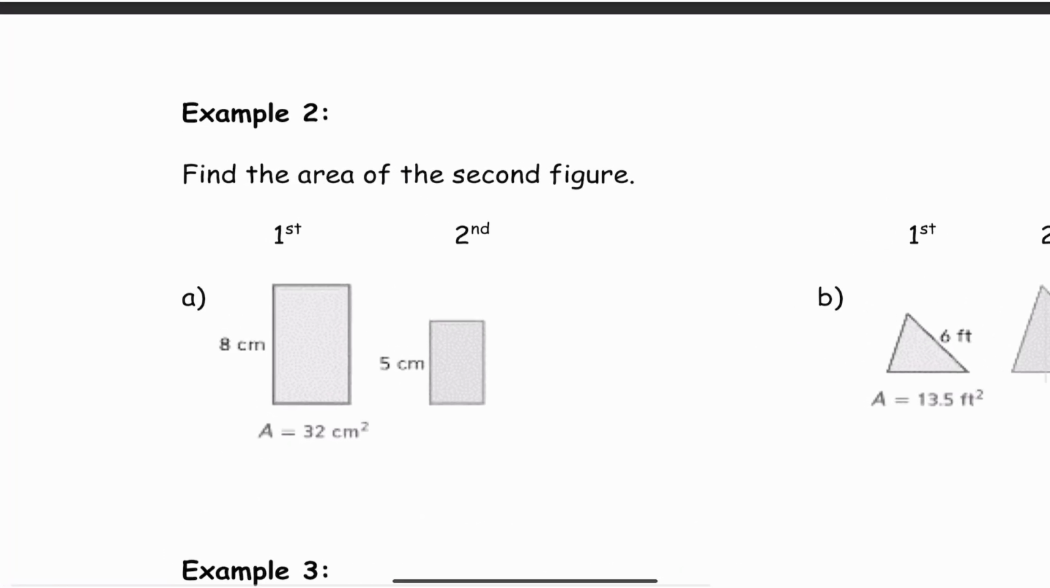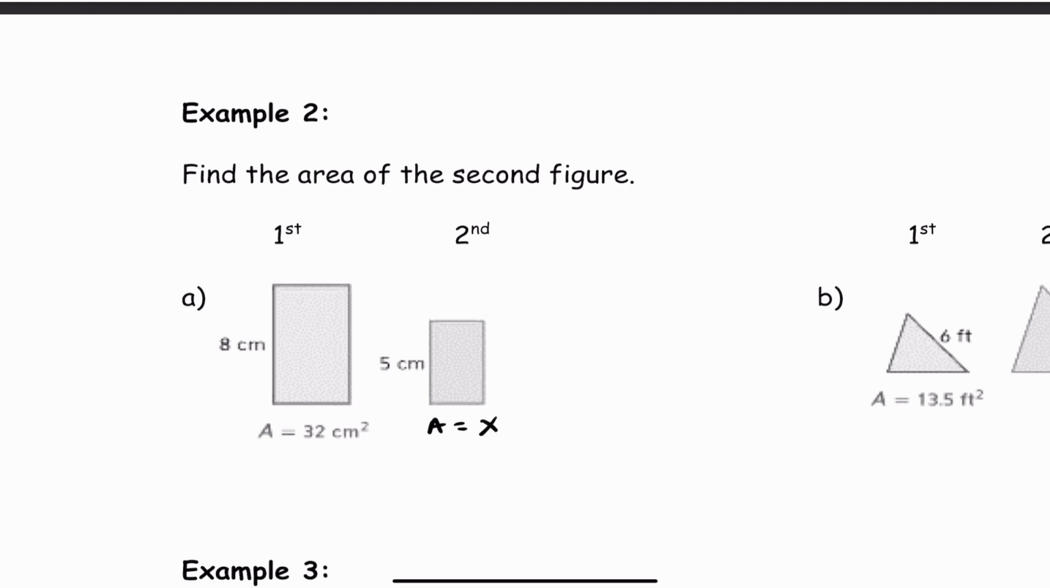We have example number 2. It says find the area of the second figure. So here's my first figure, here's my second figure. The area of the first figure is 32 centimeters squared, and we're trying to figure out the area of the second figure, so we're going to call that second figure A equals X. Area is equal to X.